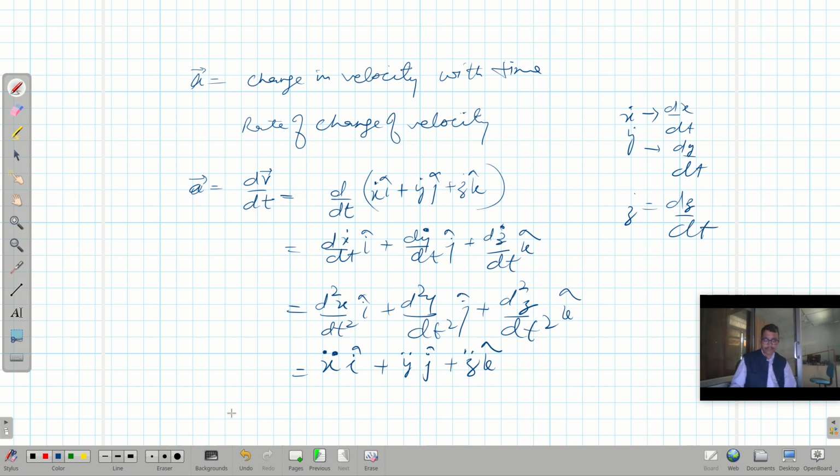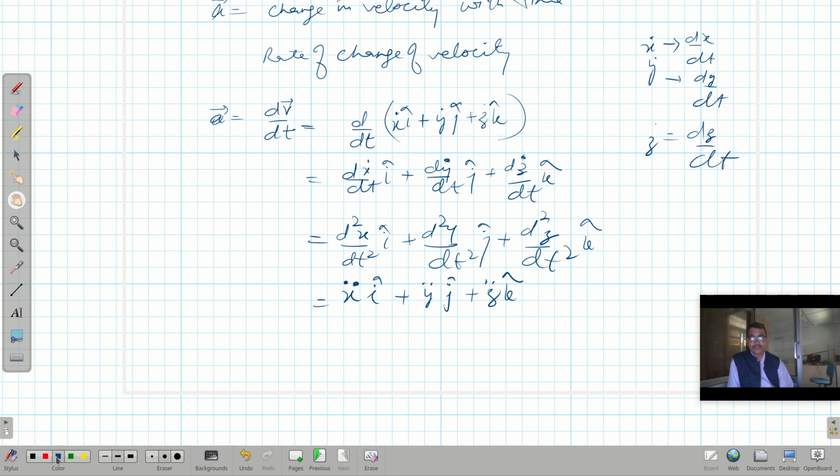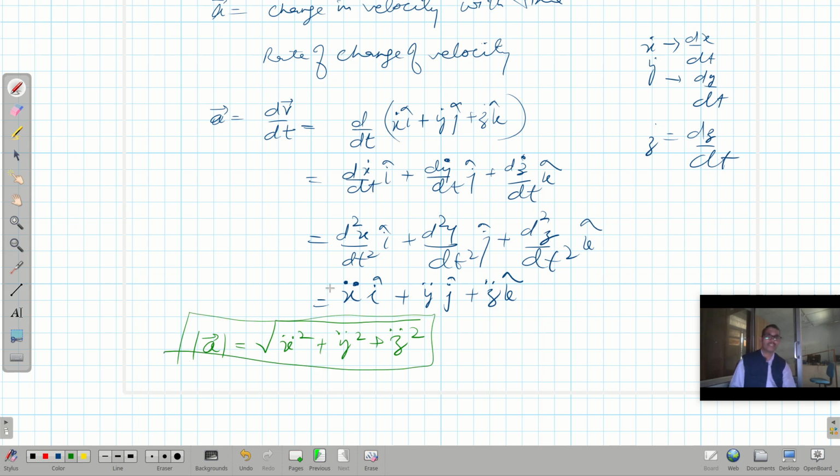And the magnitude of it can also be written like this. The magnitude a is equal to the square root of x double dot square plus y double dot square plus z double dot square. So this is how acceleration can be calculated, in vector form, and its magnitude can be written like this.